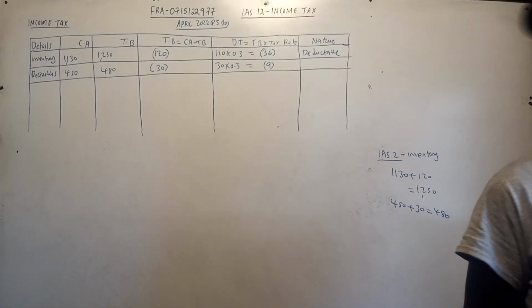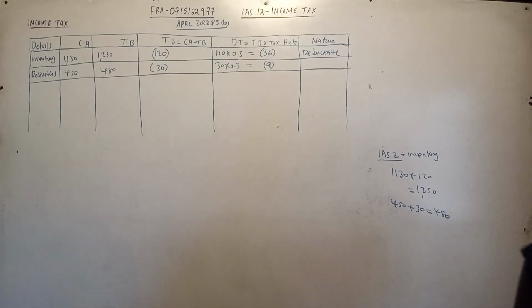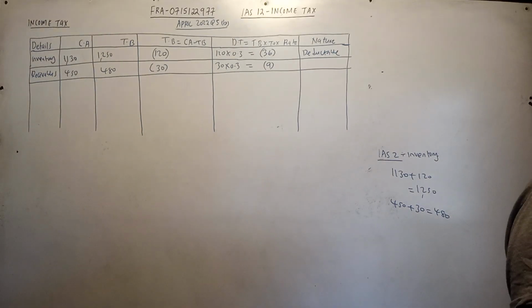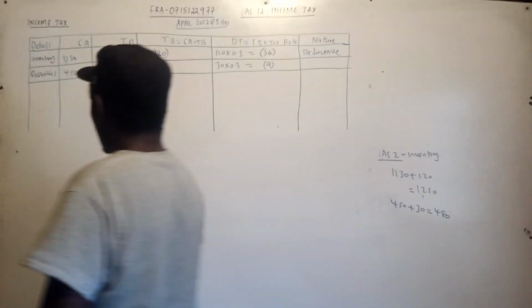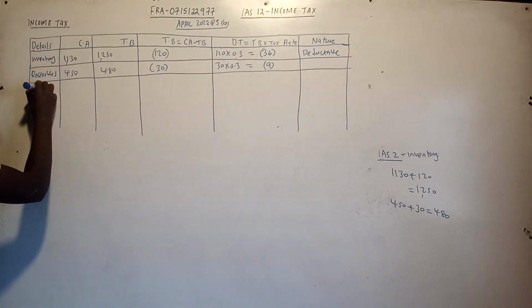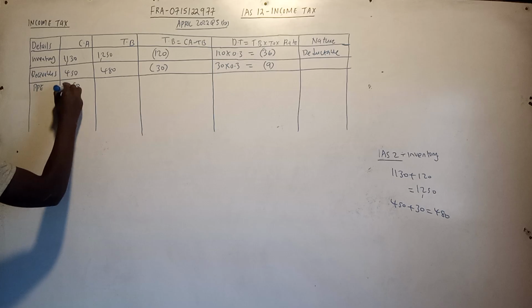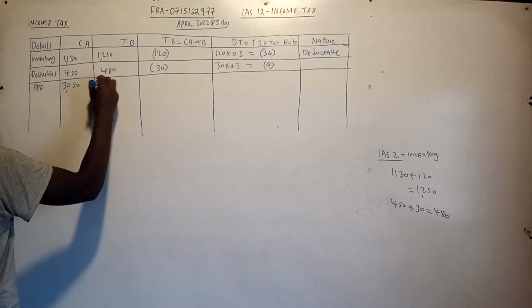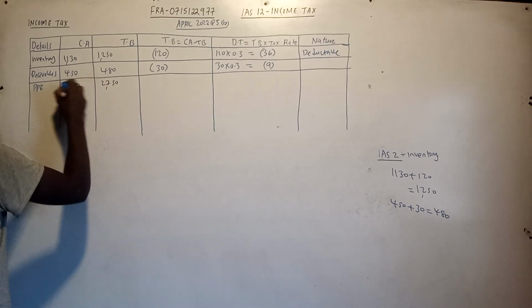That is correct. Number 3 is about property, plant and equipment, PPE. Now PPE has a carrying amount of 3050 and a tax base of 2750. So PPE 3050 and the other one is 2750. That one is direct.